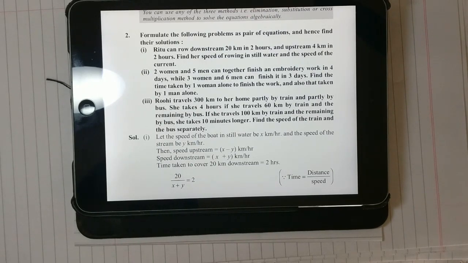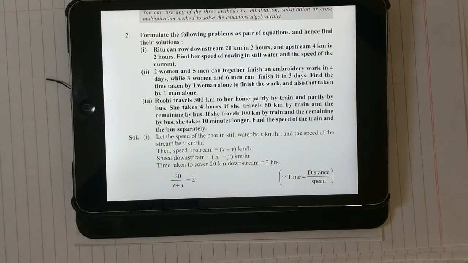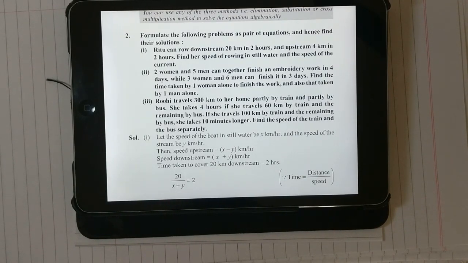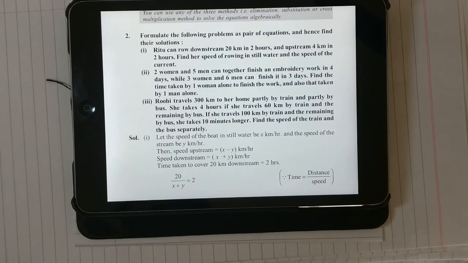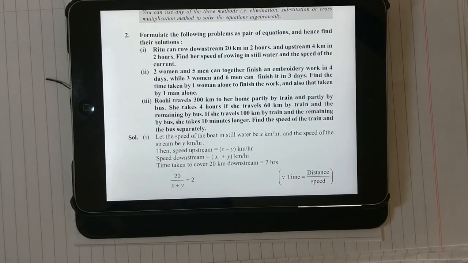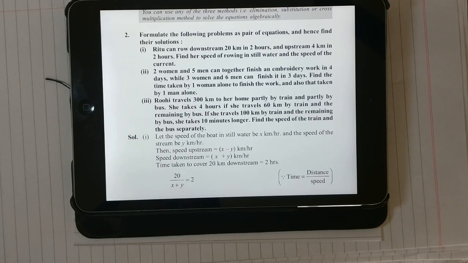Formulate the following problems as pair of equations and hence find their solution. Which method you use to formulate the equations, for solving the equations, is up to you, but you have to form the equations and find their solutions. Now these are some special word problems because the equations which we will get from these word problems will not be in their standard form or simplest form.